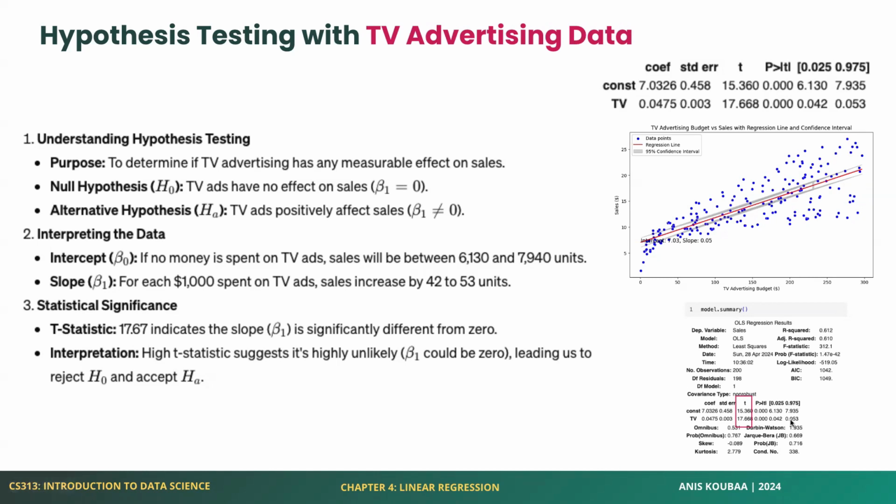So how can we understand this? Usually we have a particular parameter that we call T statistics, and I will introduce this in the next slide. It has a value of 17.67. And usually if this value of the T statistics is high, significantly different from 0, this means that there is a relationship between the predictor and the target value. So this means here that it's highly unlikely that beta 1 would be equal to 0. And we reject the hypothesis H0 and we accept the hypothesis HA.